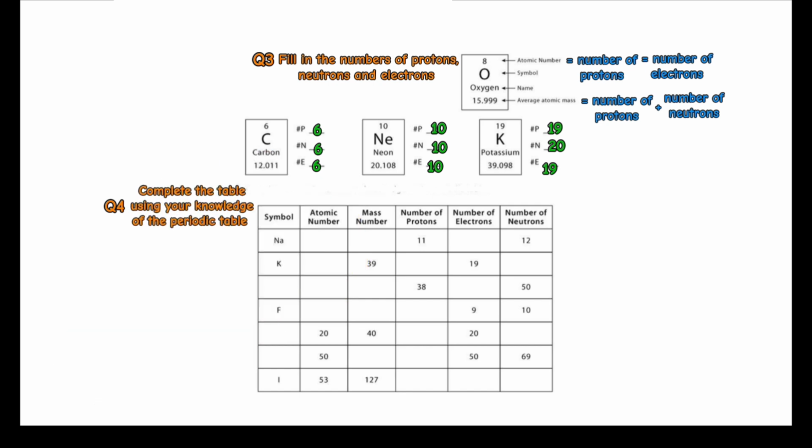Complete the table using your knowledge of the periodic table. Remember that the number of protons must equal the number of electrons, and the atomic number must equal the number of protons or electrons. And the number of neutrons plus the number of protons must equal the mass number. For the sodium element, because the number of protons is 11, the number of electrons is 11 and the atomic number is 11. And because the number of neutrons is 12 and the number of protons is 11, the mass number is 23.